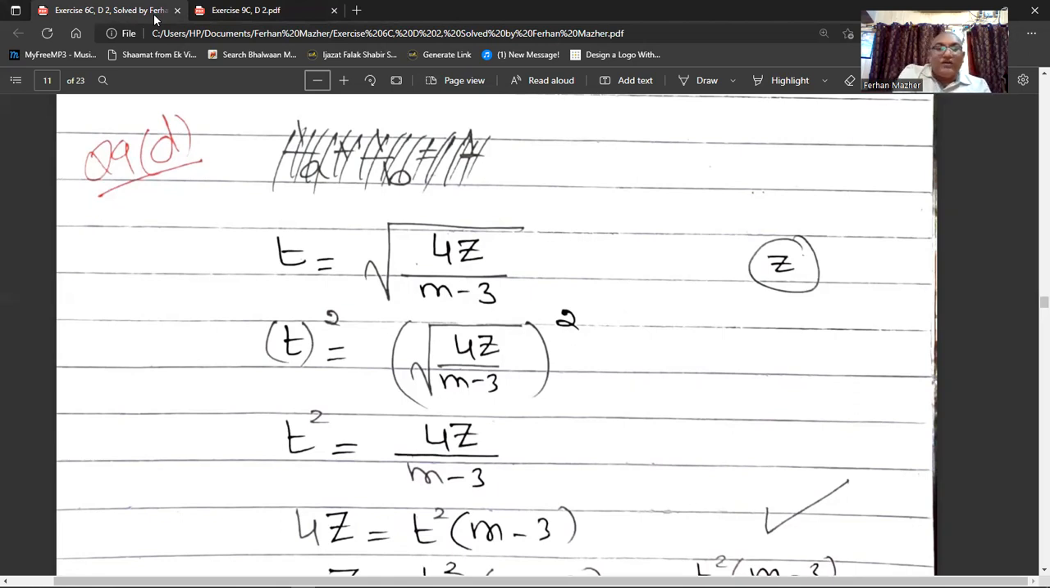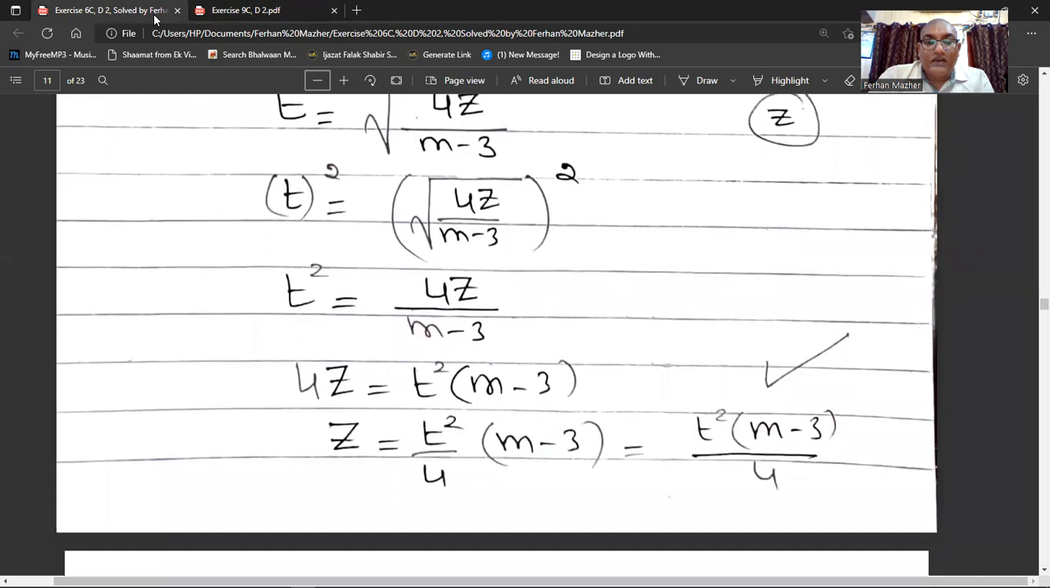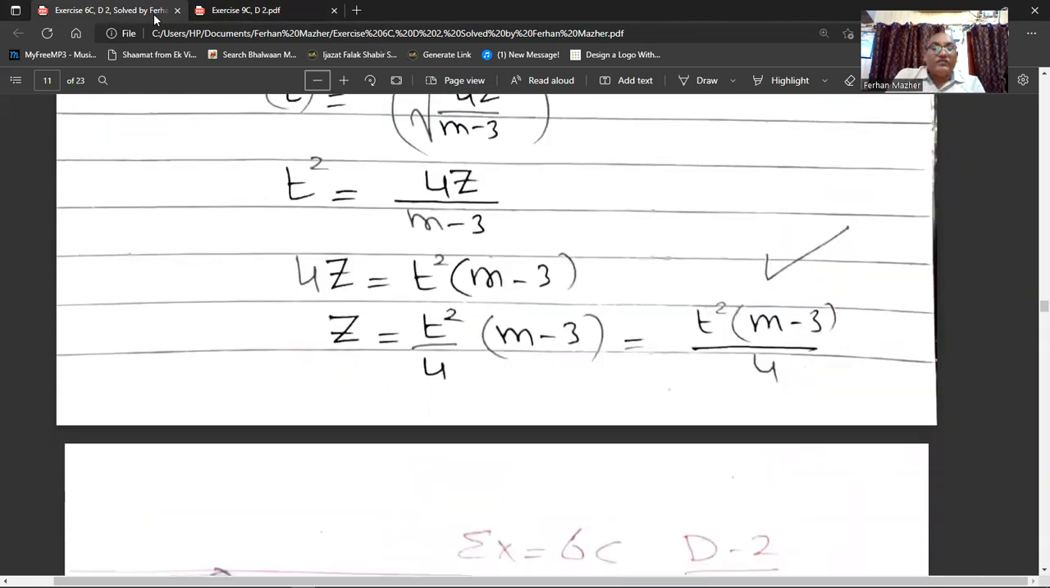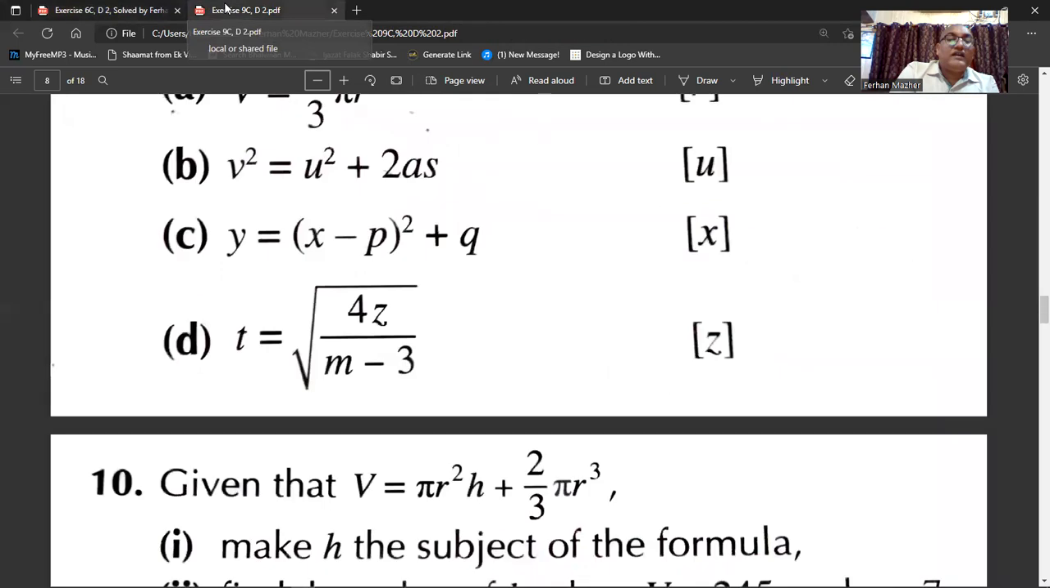Now I want z to be the subject of the formula, that is only in one place. So 4z will be equal to t squared times (m minus 3). And z will be equal to t squared times (m minus 3), divided by 4. So this is how you do question number 9, D part.